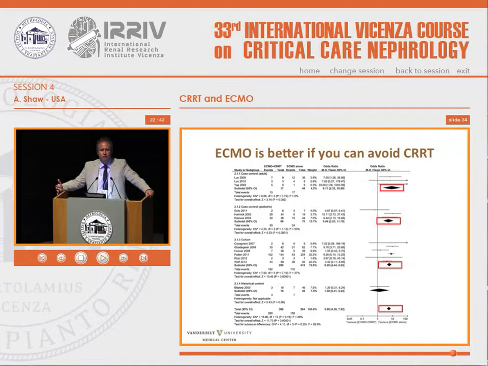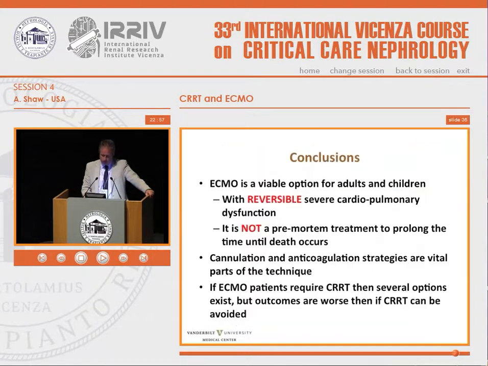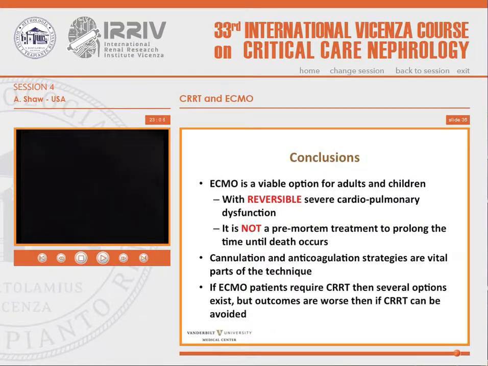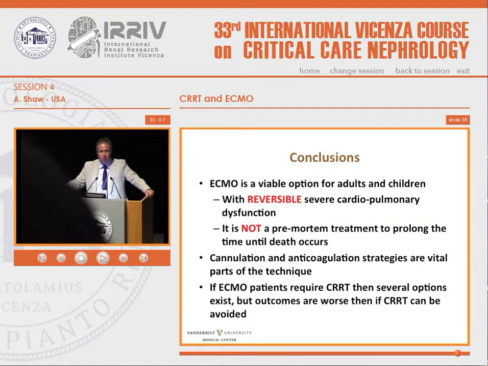life-threatening renal failure, they're going to need that supported. And I think this is just really a representation that the sicker you are, the more organs failing and needing support, the less well you do. But nevertheless, it is true that if it's possible to avoid including renal replacement therapy, then outcomes seem to be better. So in conclusion, ECMO is a viable treatment modality for both adults and children who have reversible severe disease.